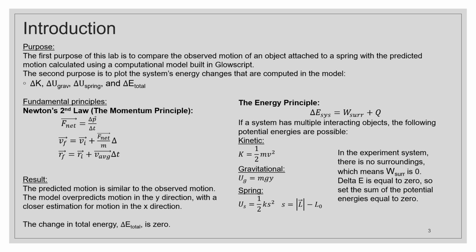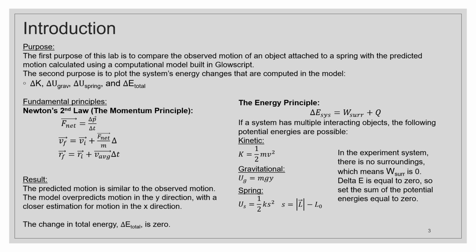The first purpose of this lab is to compare the observed motion of an object attached to a spring with the predicted motion calculated using a computational model built in GlowScript. The second purpose is to plot the system's energy changes that are computed in the model, delta K, delta U grav, delta U spring, and delta E total. The fundamental principles in this lab are Newton's second law and the energy principle.